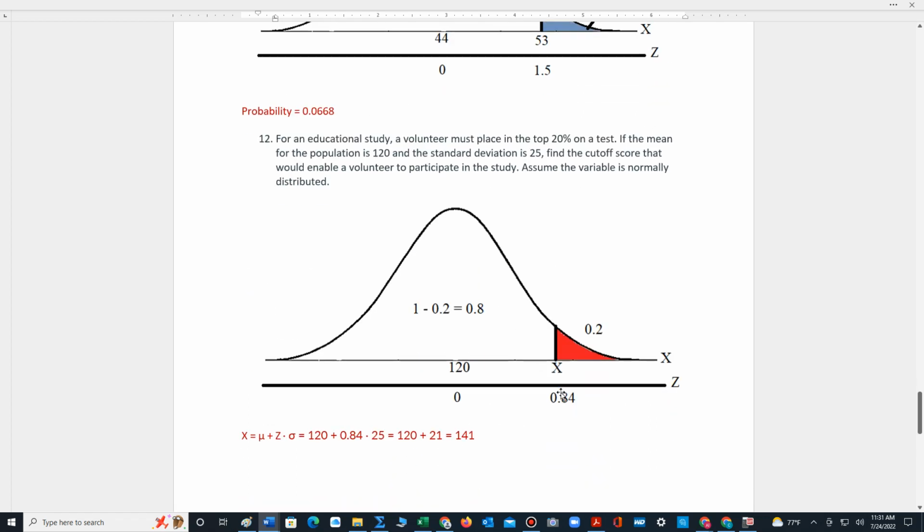For number 12, we have a cutoff score problem. They give us a top 20%, so we shade the area in the right corner of a normal distribution. It's 0.2. And we have to find this cutoff score. In order to find this cutoff score, we're going to need this z value. So we need the area to the left of this unknown x value. Remember, the mean is 120. So 1 minus 0.2 is 0.8. So now we have to find the area that's closest to 0.8 in our table.